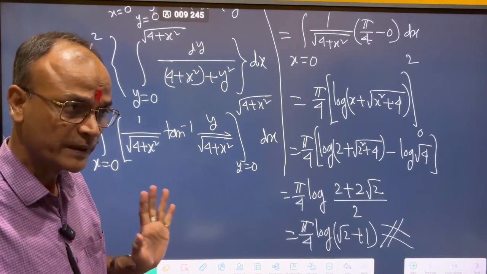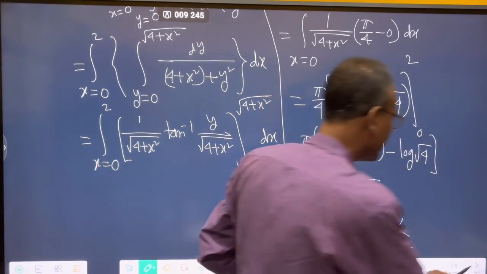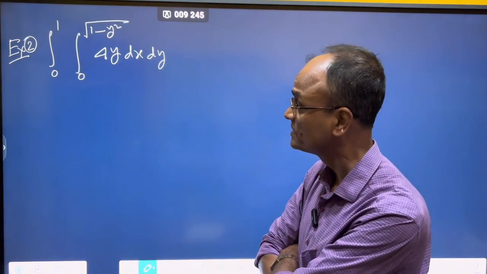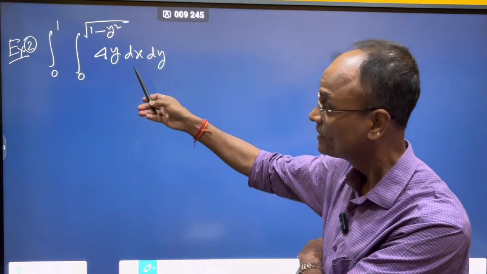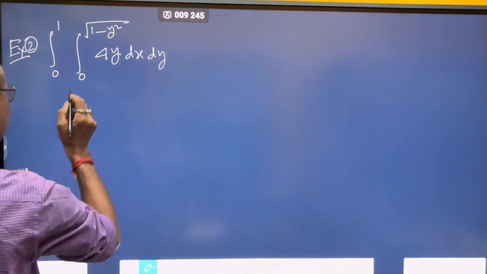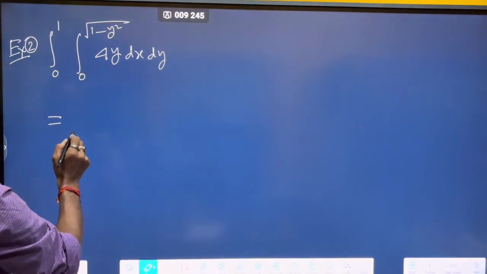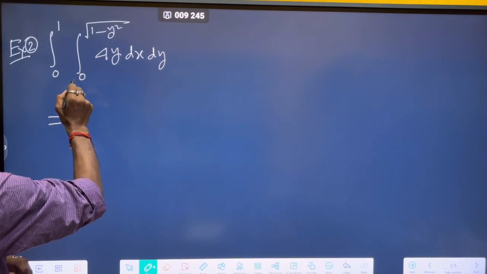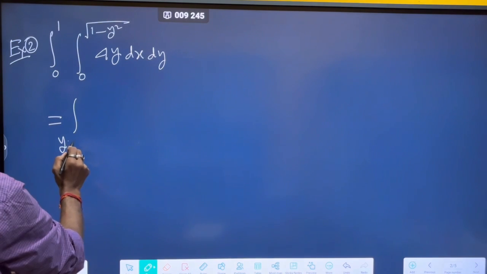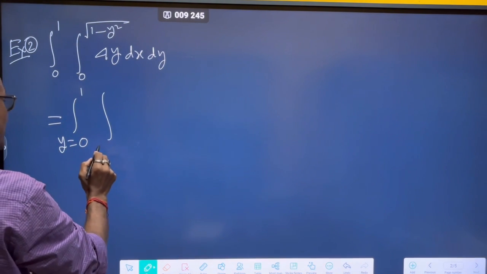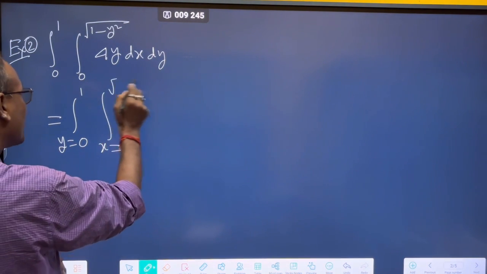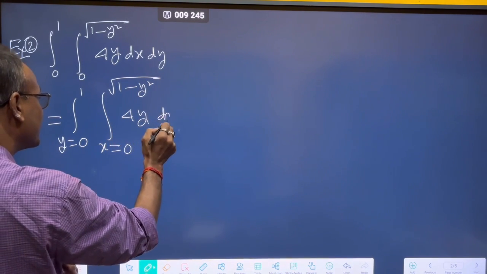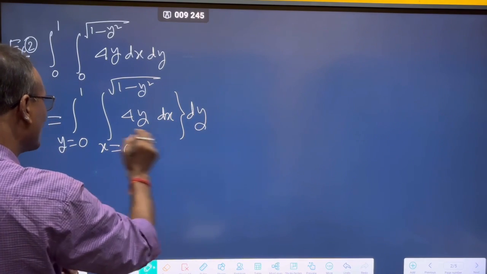We have solved one problem. Let us try to solve this problem. What is this? Root over 1 minus y square means this is x, it will be y. y equal to 0 to 1, and x equal to 0 to root over 1 minus y square, for 4y dx and it will be dy.